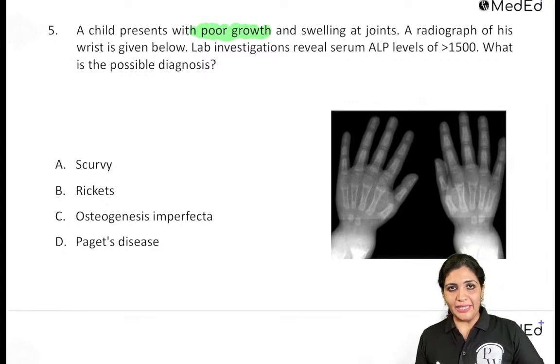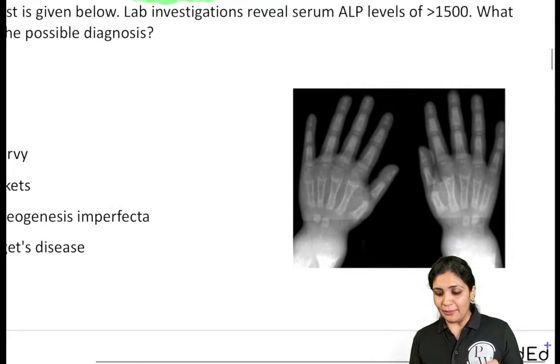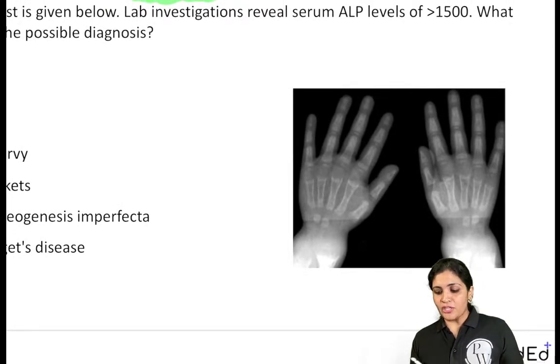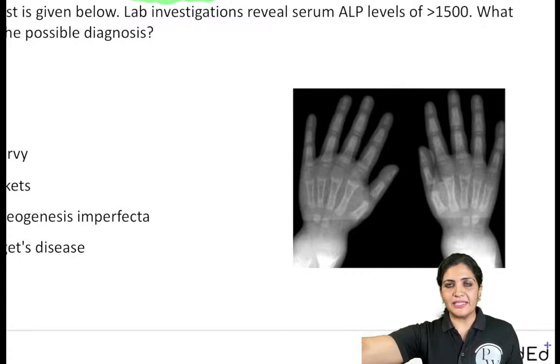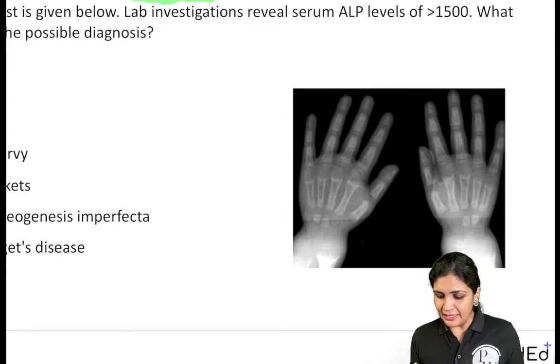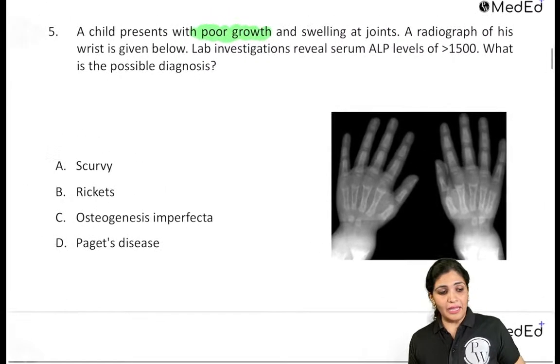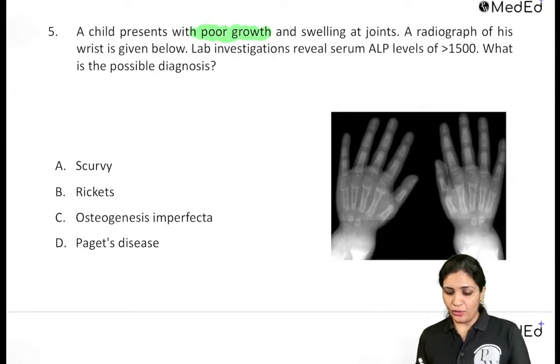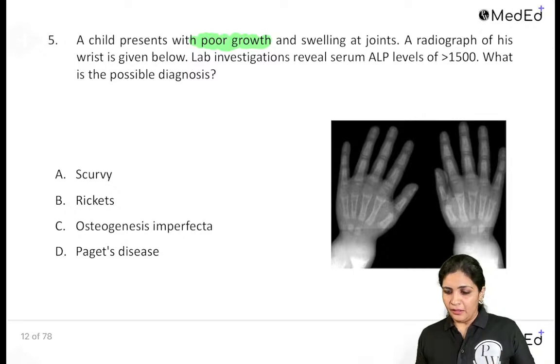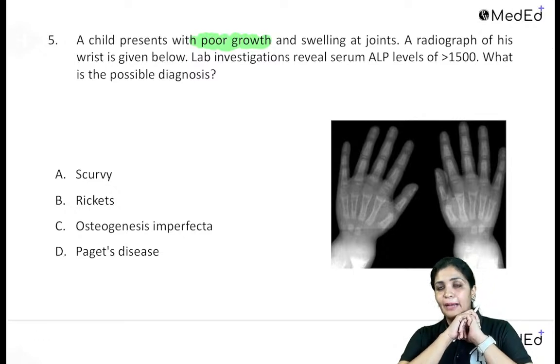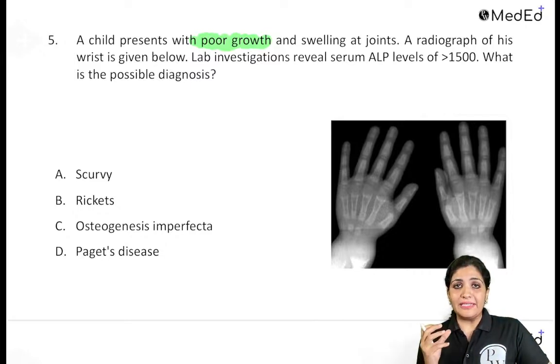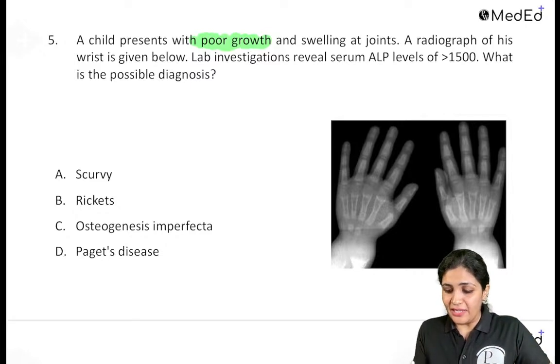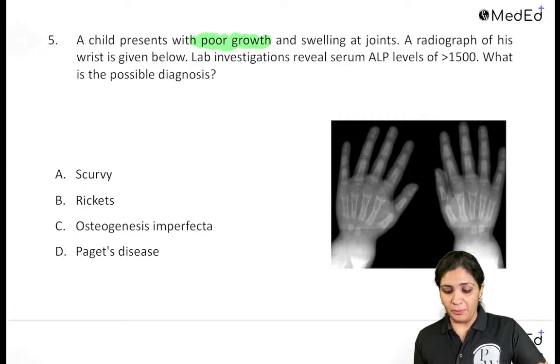So here what we see is the image of this. So this image is suggestive of what? If you see the metacarpals here, you can see there is a cupping, right? The cup-like thing is seen there, and then you can see the splaying. So this is nothing but rickets. In case of rickets, what you see here is the cupping, splaying, and the fraying. Now, what is the important thing which they have given us? They have given us the serum ALP level, that is more than 1500. What is the probable diagnosis?